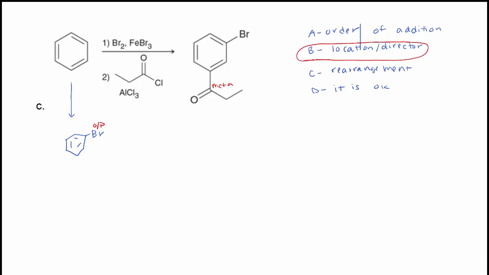In order to fix this synthesis, all we have to do is change the order of operation. So if you wanted to make the target molecule there, just make this one number 1. That will add the acyl group. That's a meta director, and then use this as number 2. So that is how you can make that compound instead.